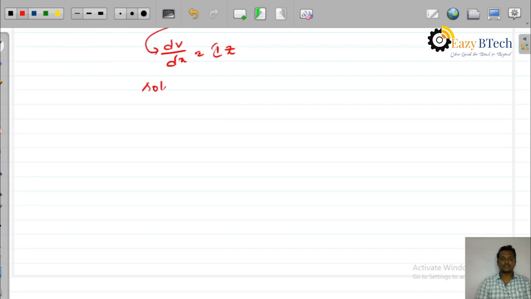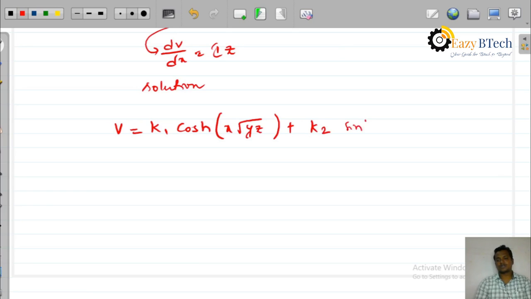After differentiation, the solution for our equation is V equals k1 into cos h x root yz plus k2 into sin h x root yz. We have to differentiate the above equation.